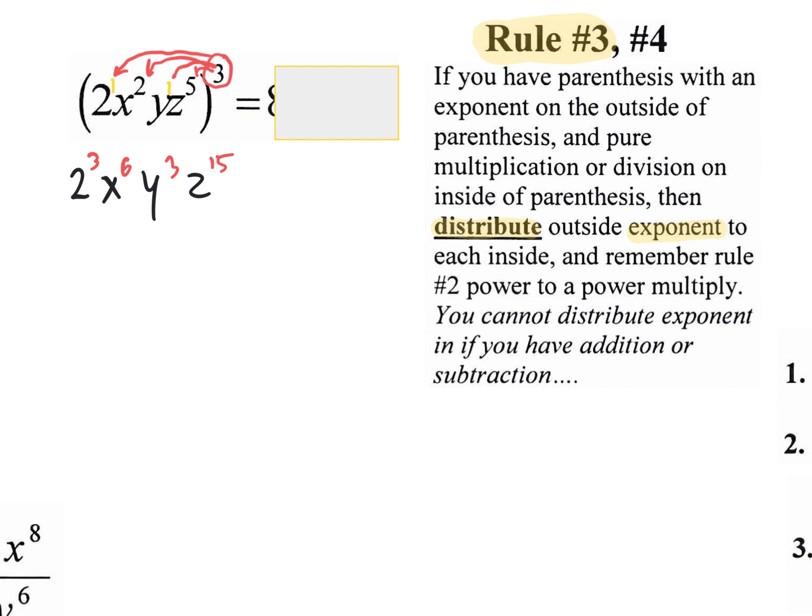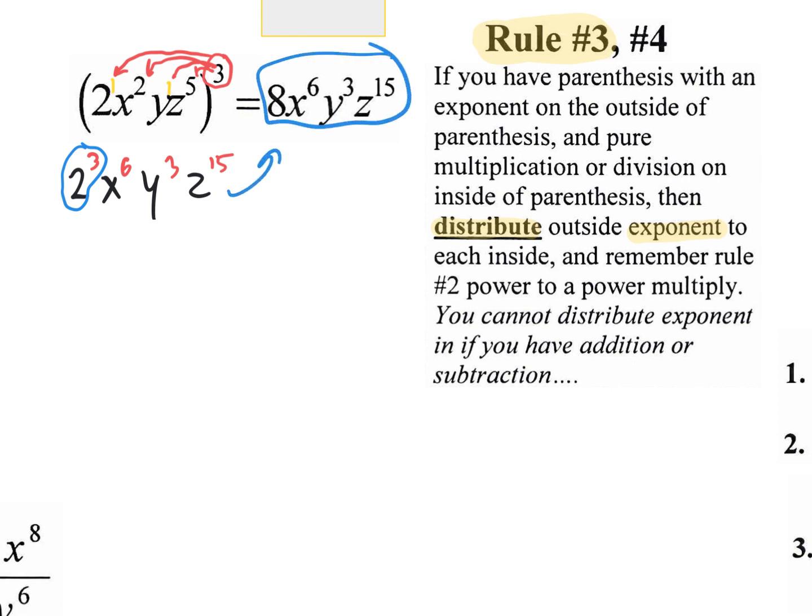However, the only other thing you could do is actually work out 2 to the third. 2 to the third is not 6. What's 2 to the third? 8, right? 2 times 2 is 4, times 2 is 8. So that's how we get this final answer right here.